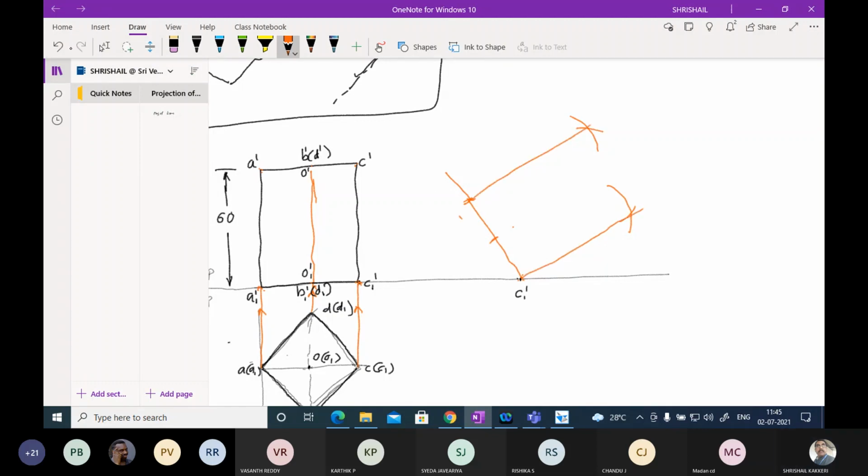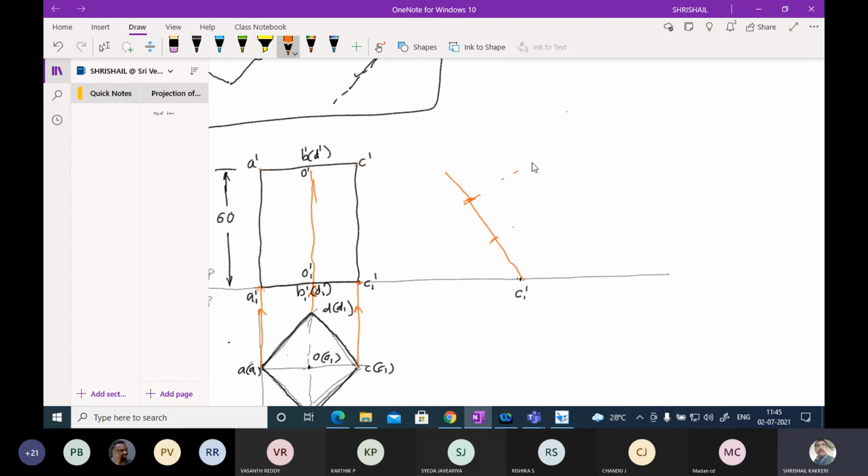Understanding? Yes, sir. Yeah, very simple it is. Very simple. And if you do by other method, it will be difficult. Please do this carefully. Take this length, take this point.